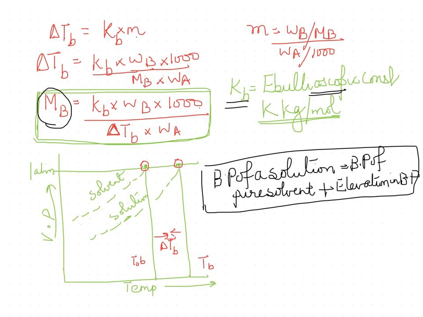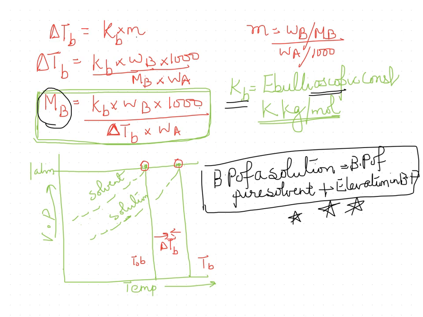We can conclude towards the end that the boiling point of a solution is equal to the boiling point of the pure solvent plus the elevation in boiling point. Is it clear? Now, diagrammatically or graphically, we have to explain the elevation in boiling point.